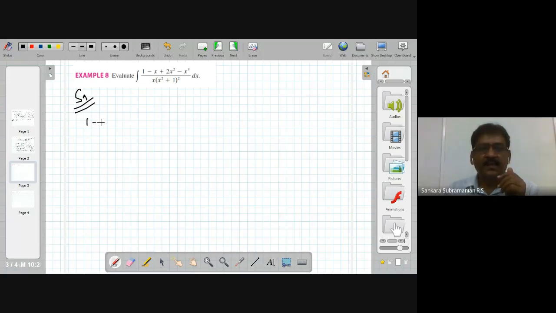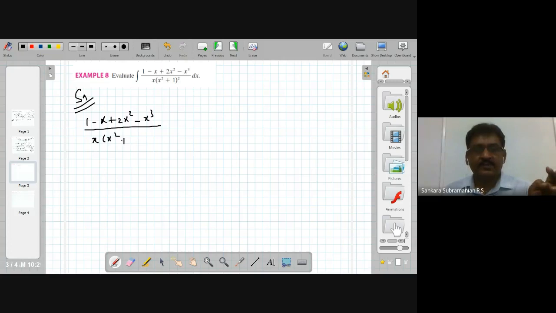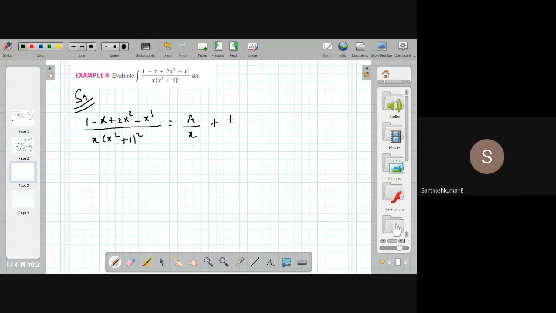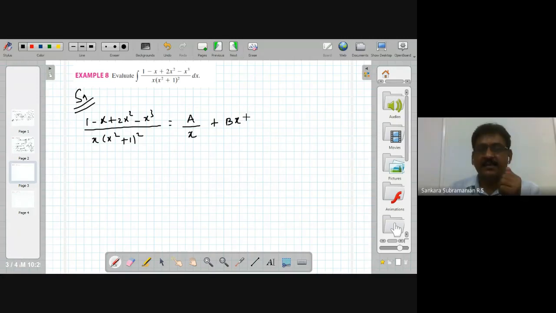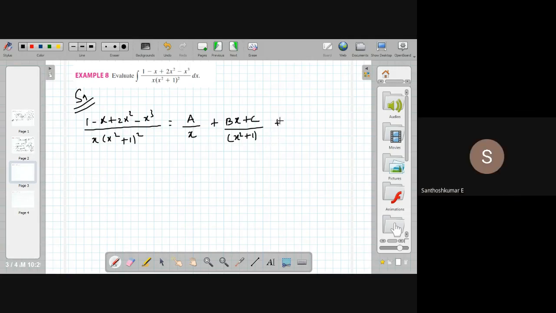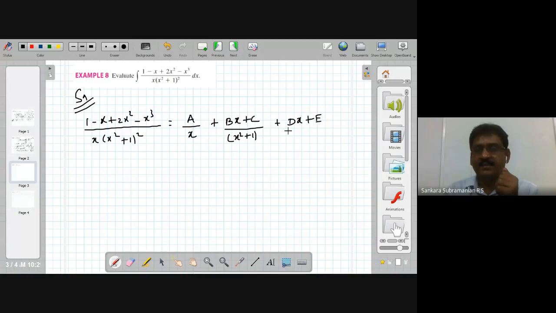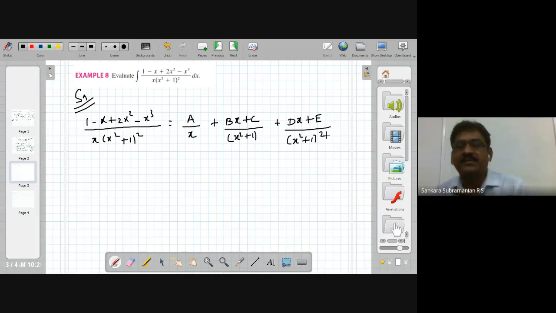What does the rule say? 1 minus x plus 2x square minus x cube divided by x into (x square plus 1) whole square equal to, since x is linear and non-repeated, you have to write a by x, plus the next term, which is non-linear and also repeated, so two more terms will come. Since x square plus 1 is there, what should we write here? bx plus c by x square plus 1 whole power 1, plus dx plus e divided by x square plus 1 whole square. That's it, our work is done.